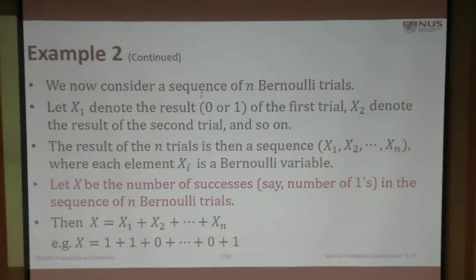Let's consider now the case where you have n Bernoulli trials that are independent. So x1 is the result where you get 0 or 1 from the first trial. x2 is the result of the second trial, and so on. And we will consider n of these trials which are independent of each other. So if I want to write down the joint PMF of x1 up to xn, that's the product of the probability mass function for x1 times the probability mass function for x2 times the probability mass function for x3, all the way up to the probability mass function for xn.